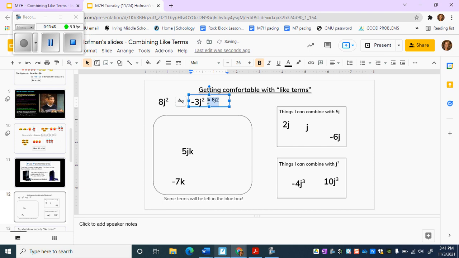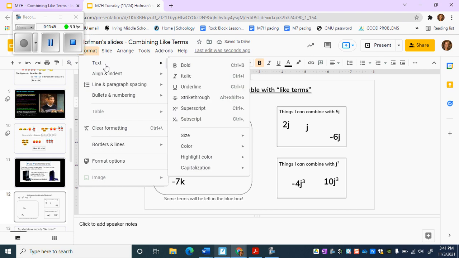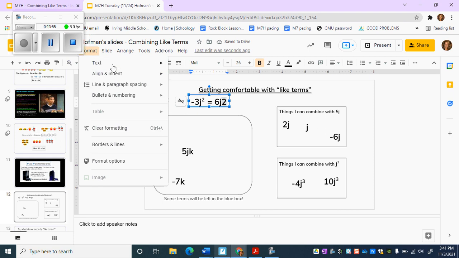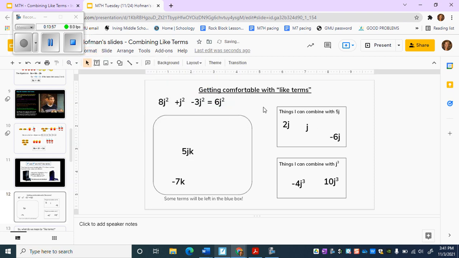And let me just fix that formatting here. And I'm going to tell that to be an exponent. Cool. So you see what you're doing here? The 8 plus the 1 is 9J squareds, and 9 minus the 3, that'd be 6J squareds total.